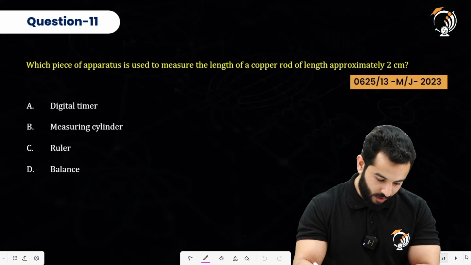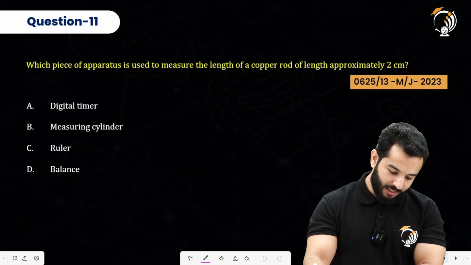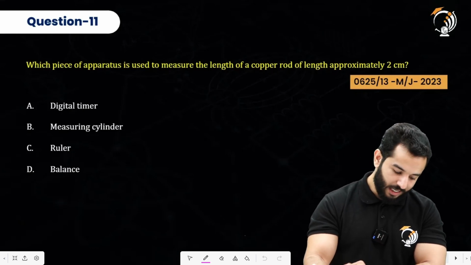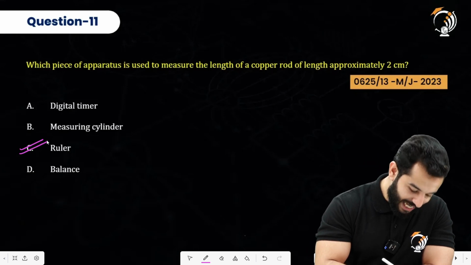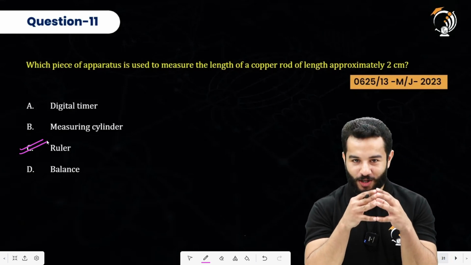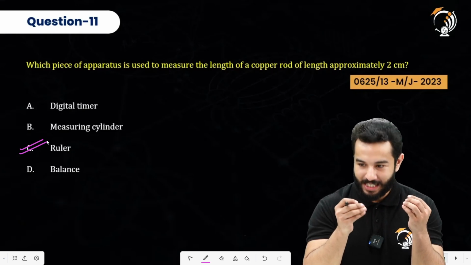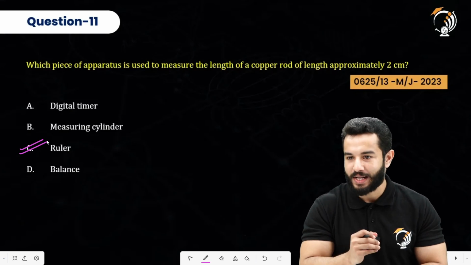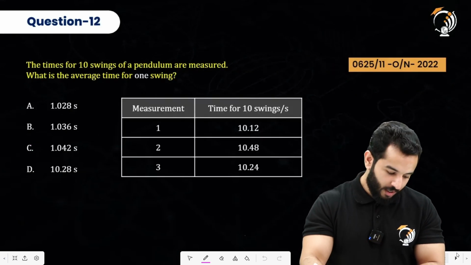Moving on to the next one. Which piece of apparatus is used to measure the length of a copper rod of length approximately 2 centimeters? The answer is going to be a ruler. So yes, these types of questions do come in the IGCSE paper. It is part of the May-June series 2023, paper number 1, variant 3. Right? Moving on.